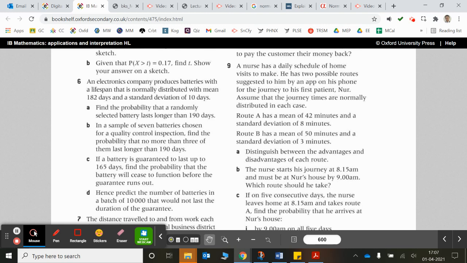So that's another one of those questions where they're taking the probability from the normal distribution from part A, and then they're applying it in part B in the context of a binomial distribution. Because here we're talking about 7 batteries, so we're talking about 7 trials, and either success or failure in each of those cases, with no more than 3 of them lasting for longer than 190 days.